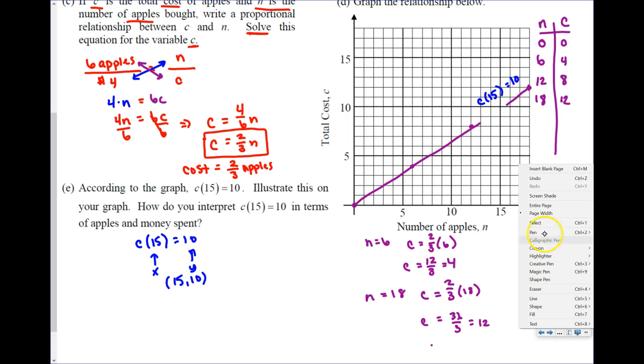Oh, for crying out loud. Did anyone just see that? Okay, let's try that again. Make it blue. There we go. C of 15 at 10.